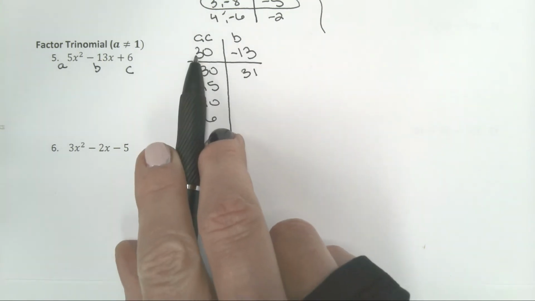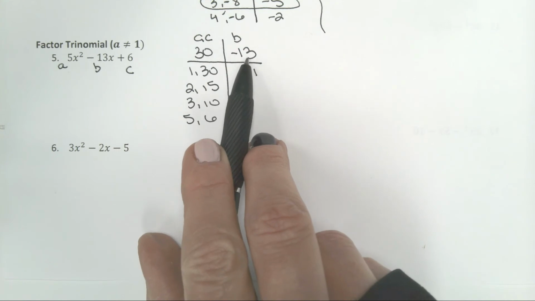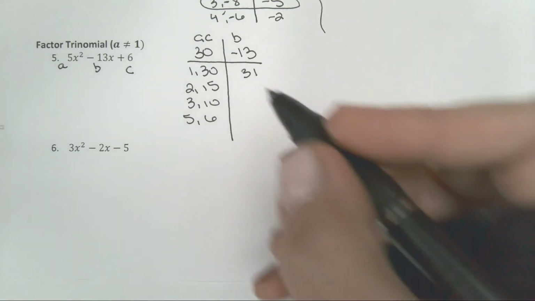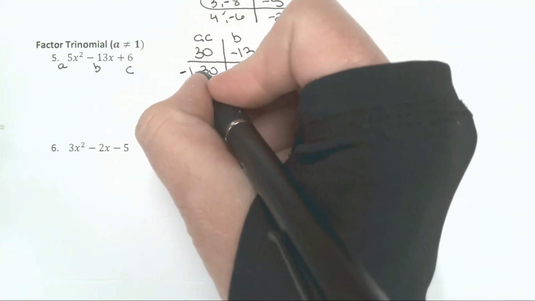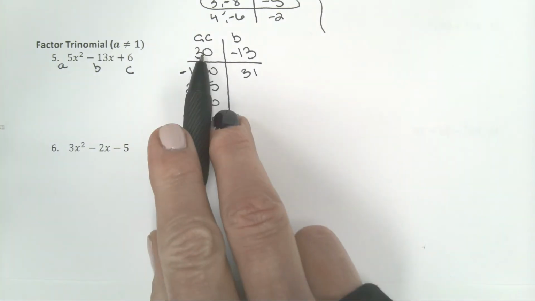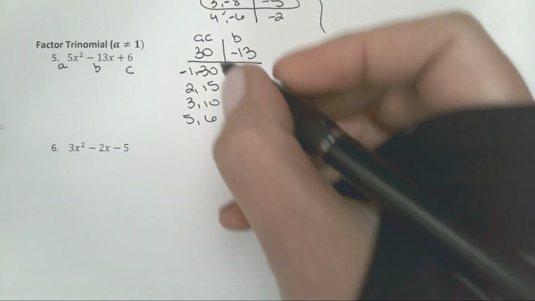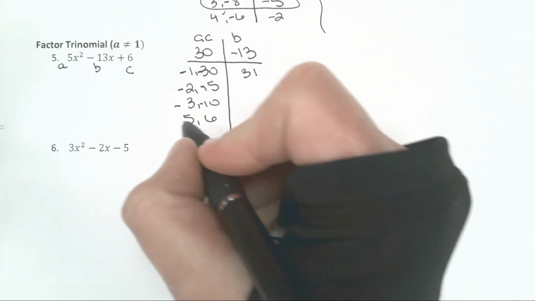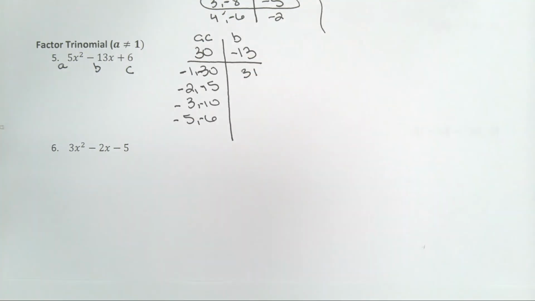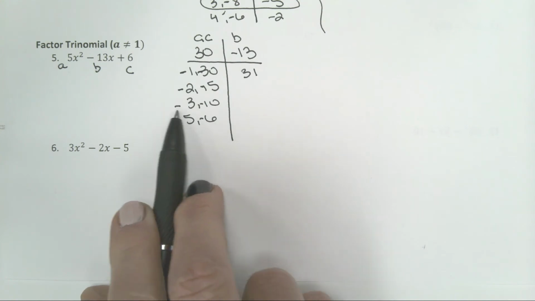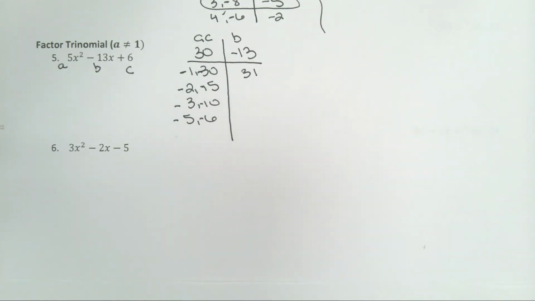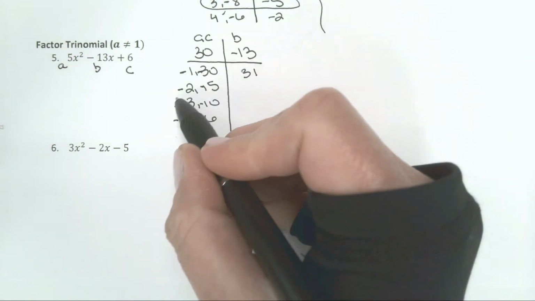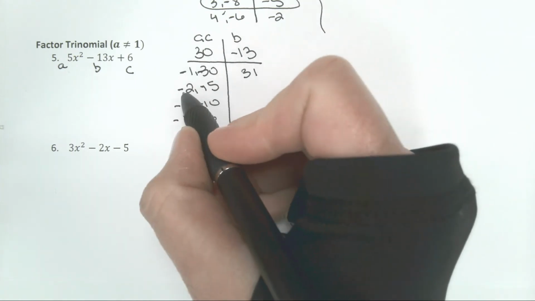So if your AC is positive, but it adds up to a negative number, what you have to remember is that a negative times a negative also equals a positive. So that must mean that all of these terms are actually negative. So these are also factors of positive 30. Now let's see what they add up to.